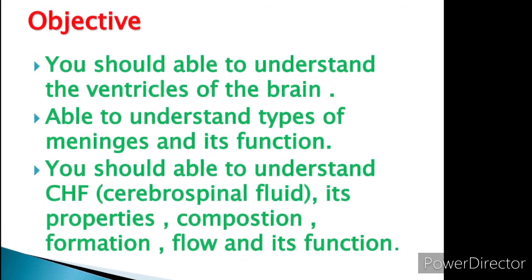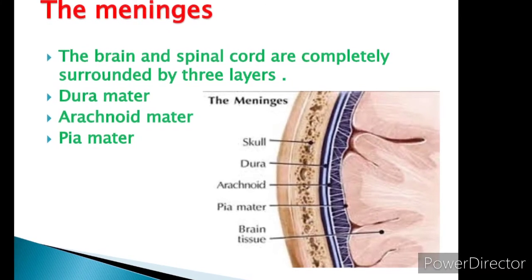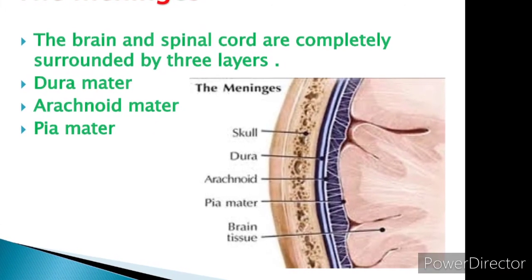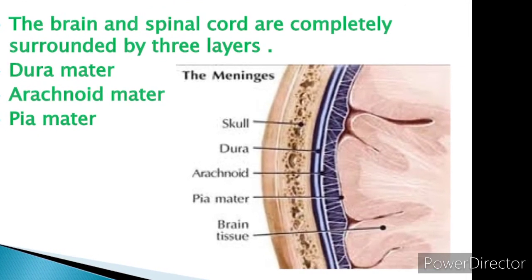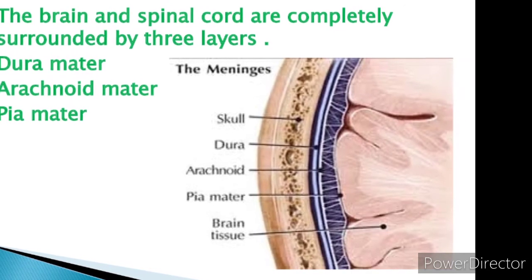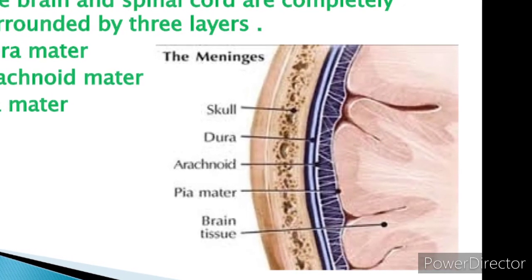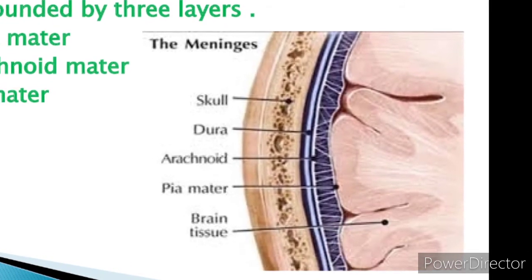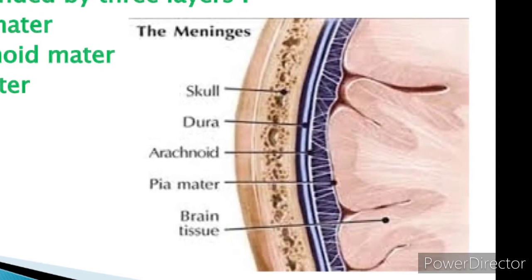So first of all, the meninges. What is meninges? The brain and the spinal cord are completely surrounded by three layers of tissues called meninges, lying between the skull and the brain and between the vertebral foramina and the spinal cord. Named from outside inward, they are the dura mater, arachnoid mater and the pia mater.